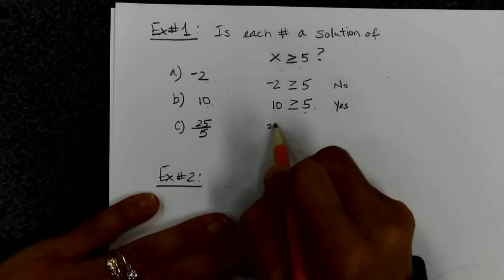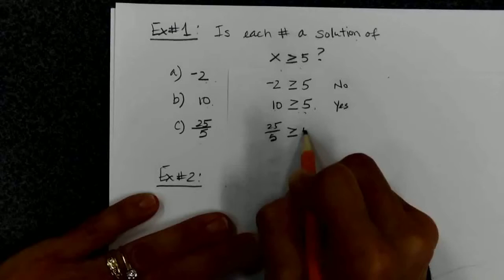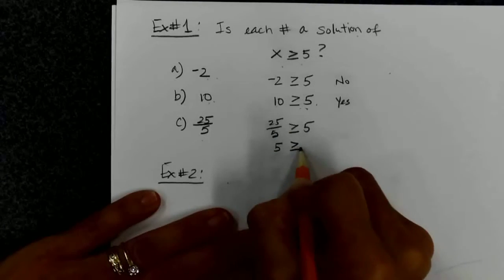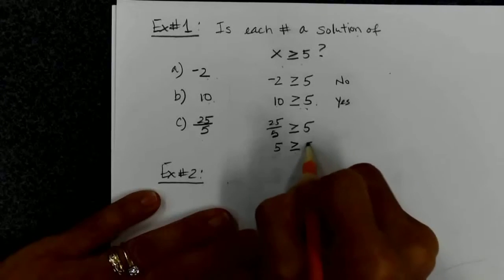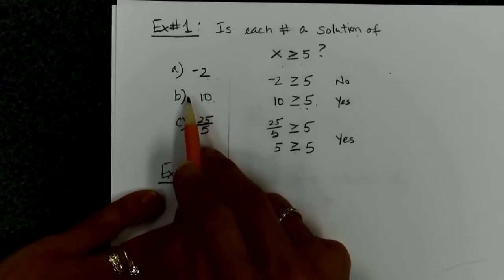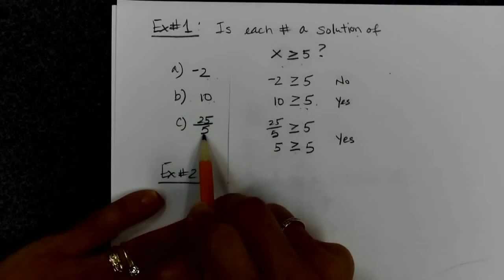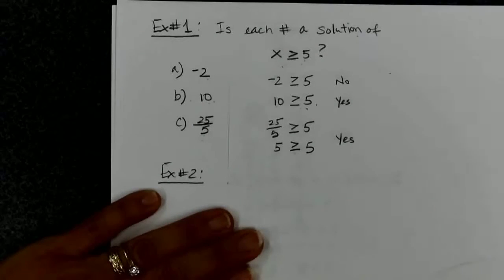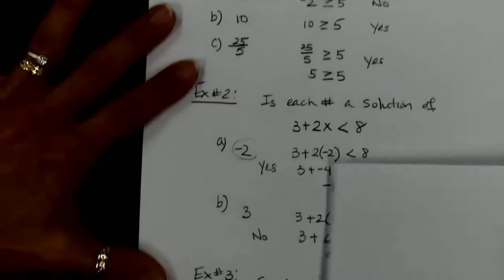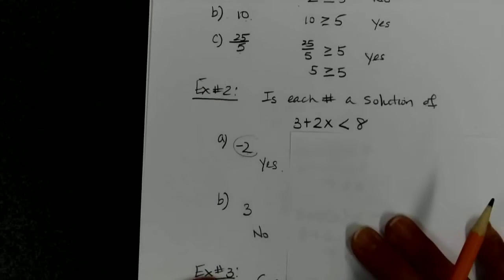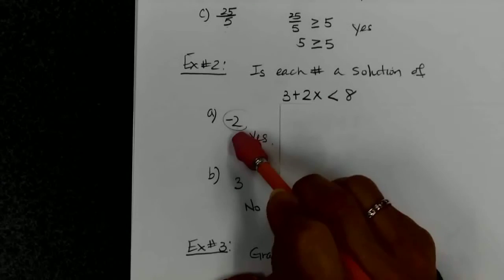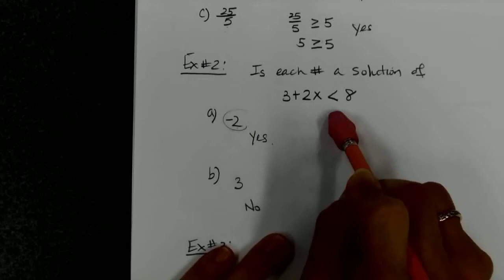And then 25 over 5. Is that greater than or equal to 5? Well, 25 over 5 can be reduced to 5, and that 5 is not greater, but it is equal to 5, so this is a yes also. So 10 and 25 over 5 are solutions to that inequality. -2 is not. Okay? So then we're going to make it a little bit more complicated, and what I want to know is, well, I already got the answers here, but are -2 and 3 solutions to those inequalities?